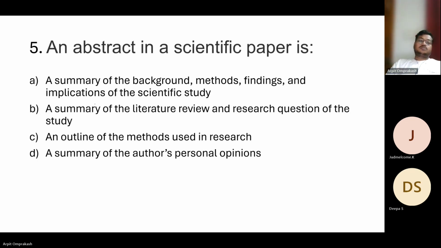Okay. So the answer here will be A. So an abstract is basically a summary of all the different sections of a paper, including the background, methods, findings, and the discussion or implications of the scientific study. It is not a summary of just the literature review and research question. It is not an outline of just the methods, and it does not have anything to do with the author's personal opinions. Okay.